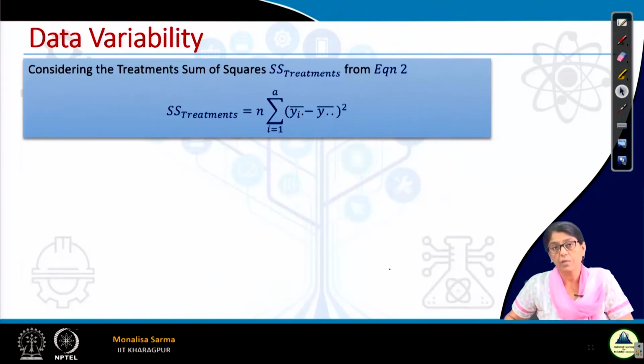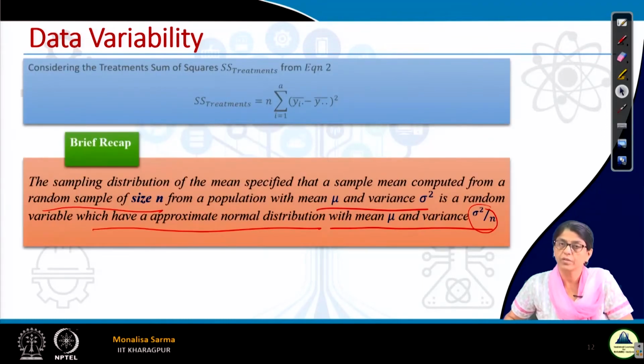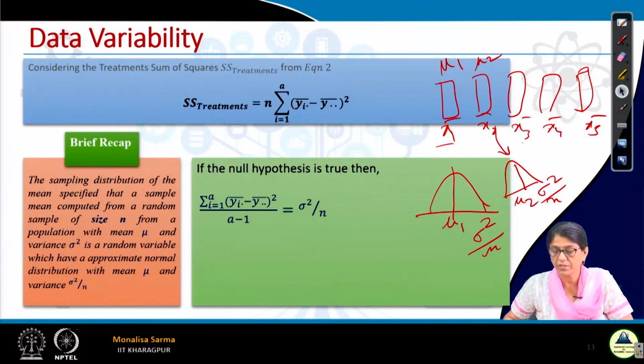So all the populations have this variance. Since all the populations have this variance, the variance of all the sampling distributions will also be sigma square by n.